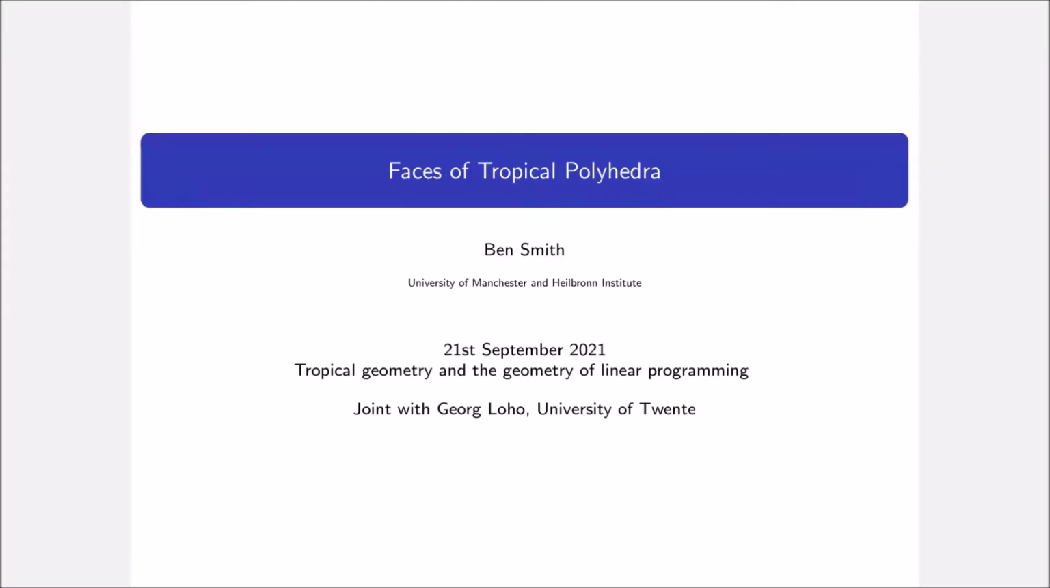I'm going to discuss a bit more about phase structures that you can get out of tropical polyhedra. The motivation here is that a lot of algorithms depend on the interplay of faces of ordinary polyhedra, and if we want to tropicalize these algorithms, then we would like similarly nice phase structures for tropical polyhedra.